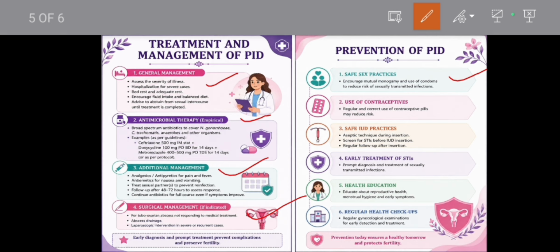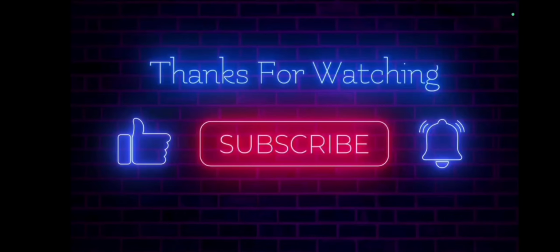So early treatment of STDs: if sexually transmitted diseases or infections are there, their early treatment should be done. And even health education should be given, like education about reproductive health, menstrual hygiene, early symptoms of PID and various other diseases, not only PID. Then regular health checkups, like gynecological examinations, so that early detection is done and treatment is given, so severity can be reduced, right? So this should be done.